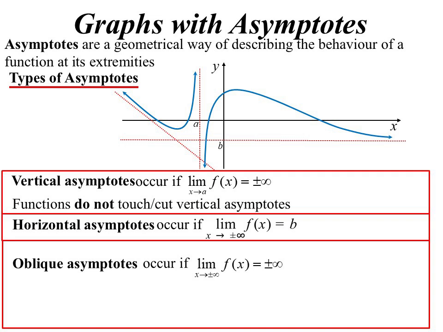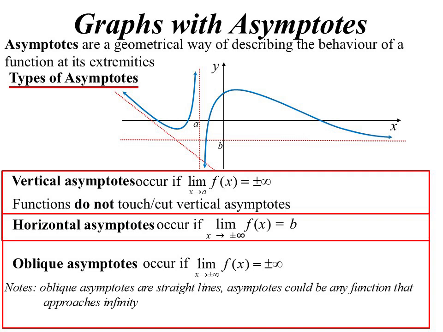And that's when both of the x and the y values are going off to the extremities. In this case, as the x value is going off to negative infinity, the y value is going off to positive infinity. It is okay for curves to cut horizontal or oblique ones, and in this example I've got it cutting in fact both of them. It can do that.